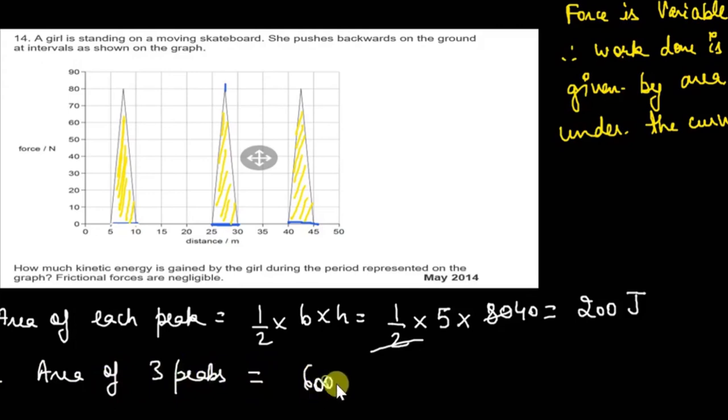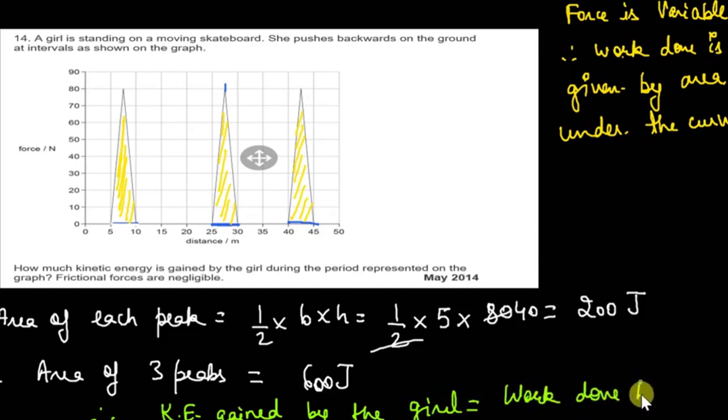600 joules. And I hope from the chapter of work and energy you remember that work done provides the kinetic energy. So the question here was how much kinetic energy is gained by the girl during this period. I would say therefore the kinetic energy gained by the girl is equal to the work done by the variable force. So therefore kinetic energy is also equal to 600 joules. Do you get it?